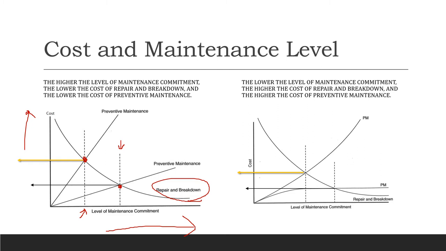You increase the level of commitment, see how cost is lower than at a low level. See? Low level maintenance commitment. This is much lower. And the lower the cost of preventive maintenance here. Preventive maintenance cost is higher at a lower level of maintenance commitment. Preventive maintenance cost is lower at a higher level of maintenance commitment. So the higher the level of maintenance commitment, the lower the cost. The lower the level of maintenance commitment, the higher the cost of preventive maintenance.